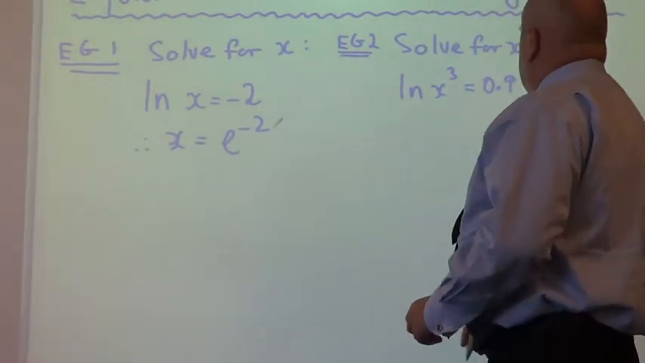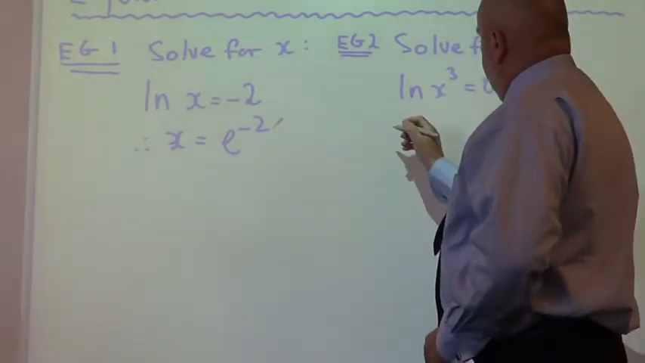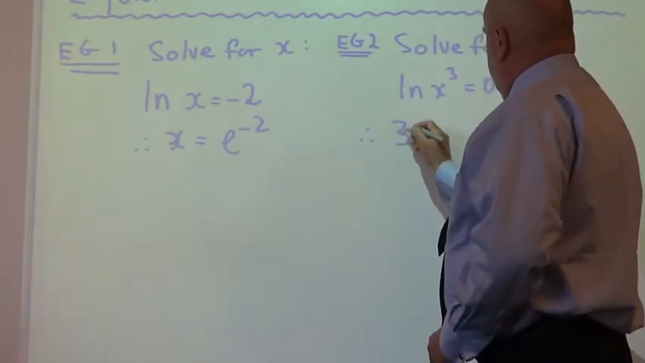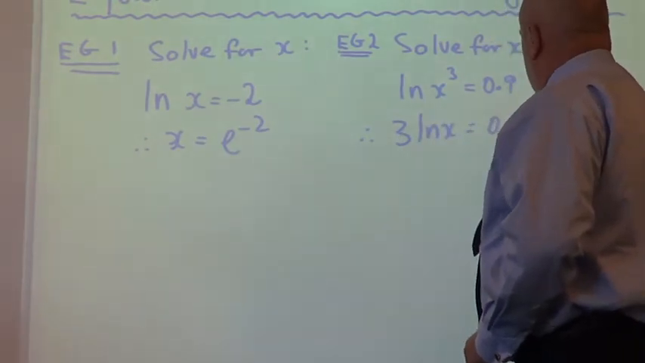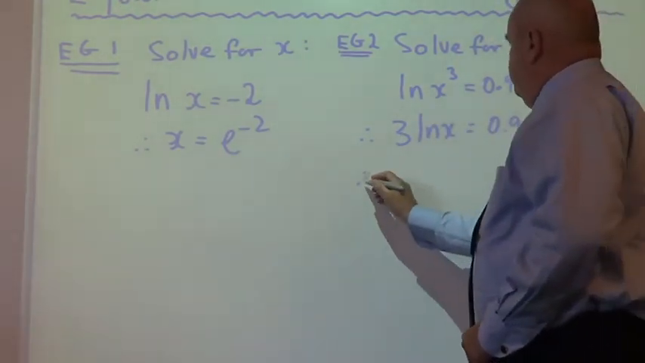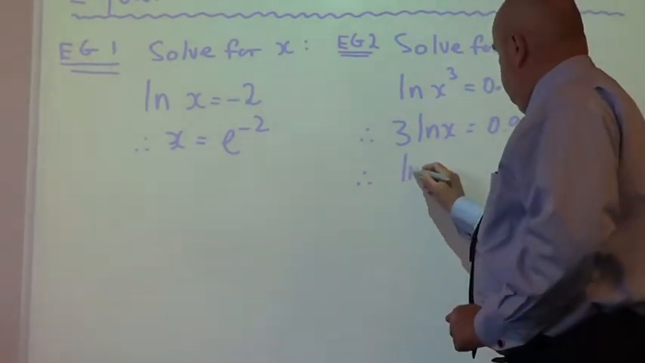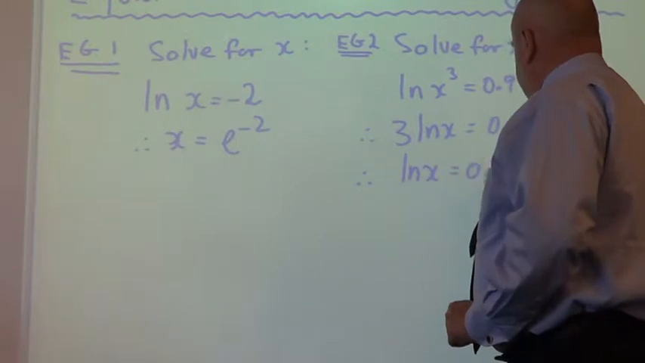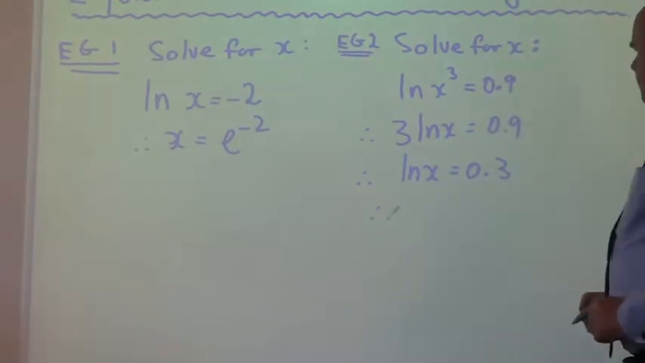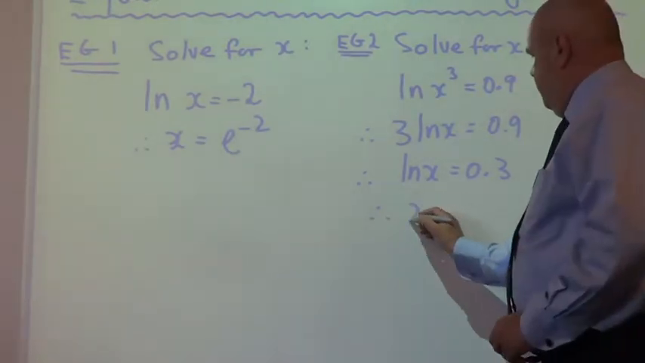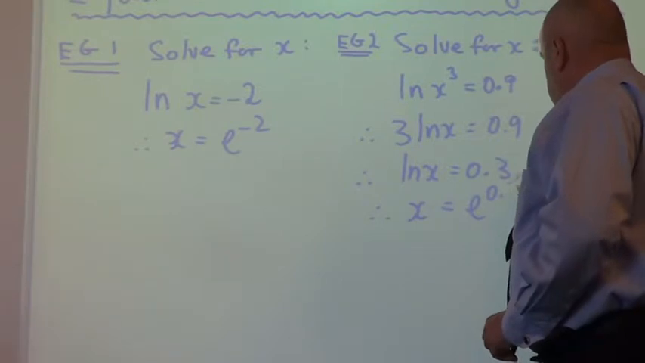This one, what are we going to do about this one? Well, certainly we can make use of the log law that suggests that we can take the 3 out front here. So like that, 0.9. And what we can do now, of course, is divide both sides by 3. So ln x equals 0.3. Therefore, we exponentiate both sides again, and we find that x equals e to the power of 0.3.